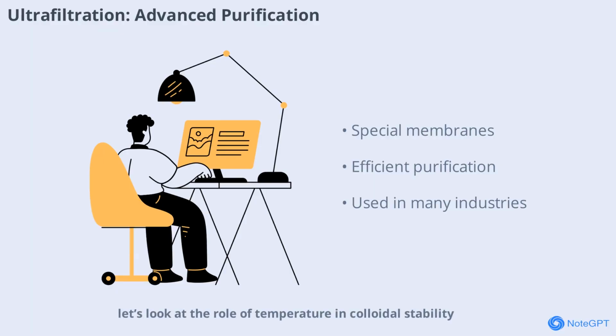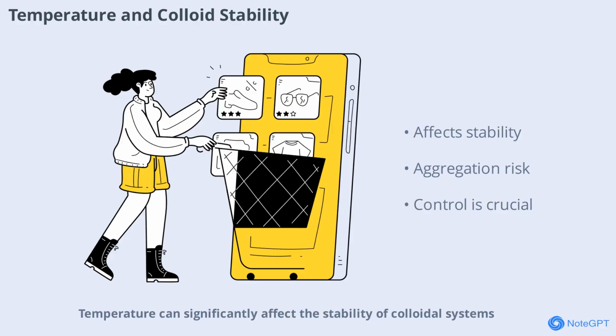Next, let's look at the role of temperature in colloidal stability. Temperature can significantly affect the stability of colloidal systems. Higher temperatures may increase particle movement, leading to aggregation or coagulation. Some colloids are stable only within a specific temperature range. Controlling temperature is crucial in manufacturing and storing colloidal products. Understanding the effect of temperature helps prevent unwanted changes and ensures product quality.